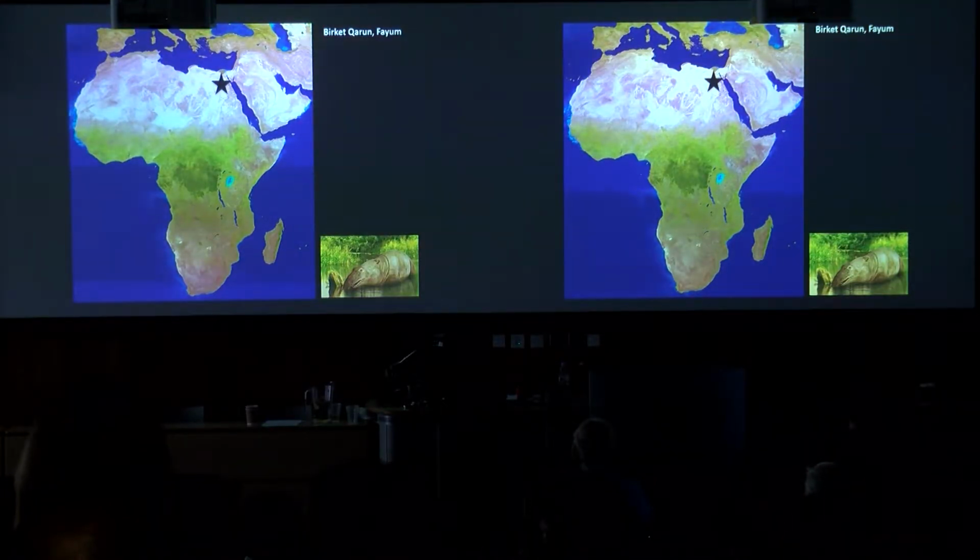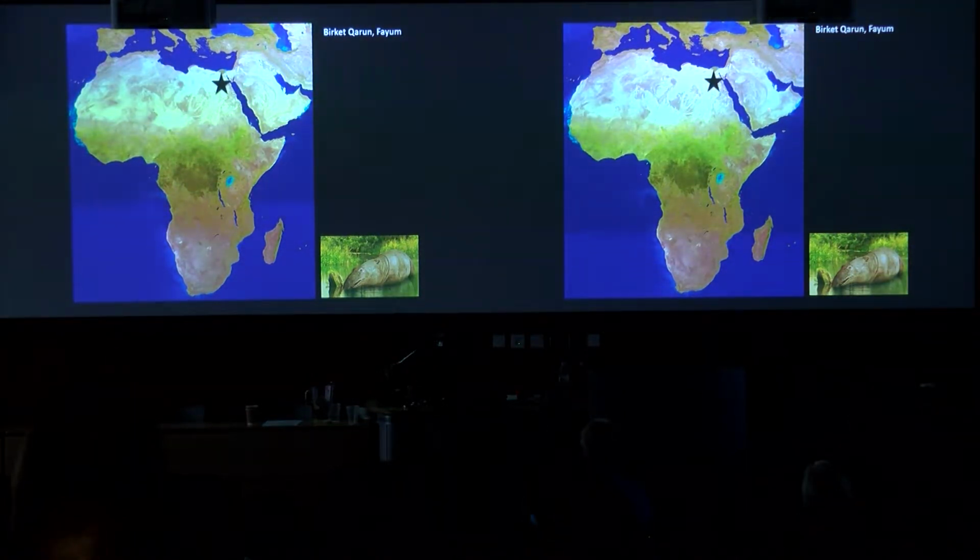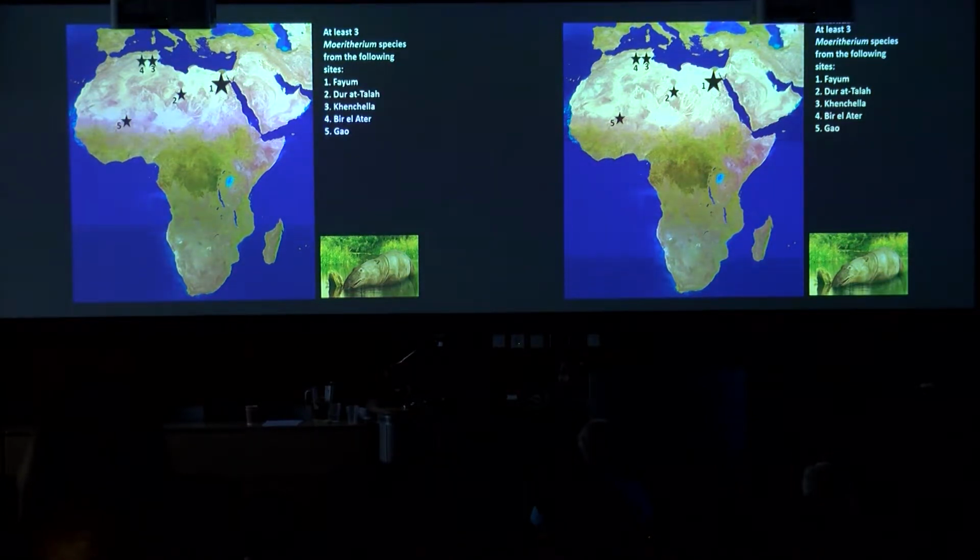So this Moeritherium specimen comes from Birket Qarun in Fayum, and this is in Egypt. It's actually one of the oldest Moeritherium specimens ever found, and it's dated about 37 million years old. And Fayum has lots of younger Moeritherium fossils as well. There are currently at least 3 Moeritherium species known. We're only going to talk about 3 today because others have been synonymized more recently. And they're all from these sites, and as the clade Afrotheria would suggest, they're all from northern Africa.